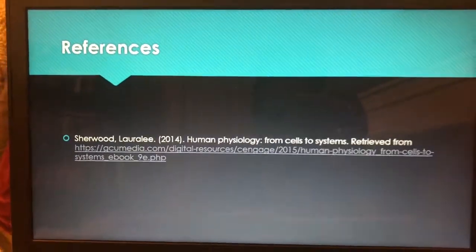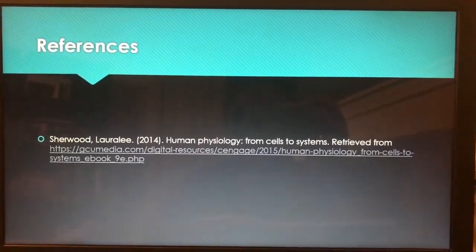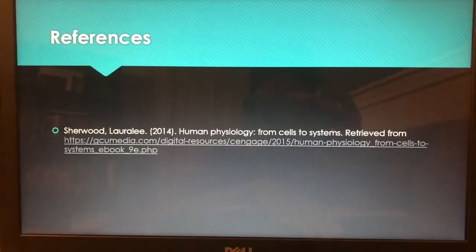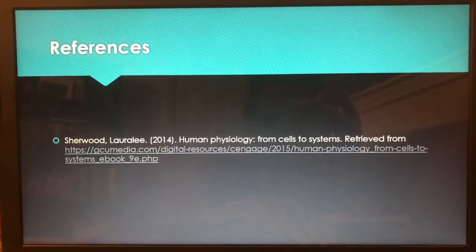And so this is just my reference. Of course, I used the book. I got all my information out of the book. And yeah, that's that.